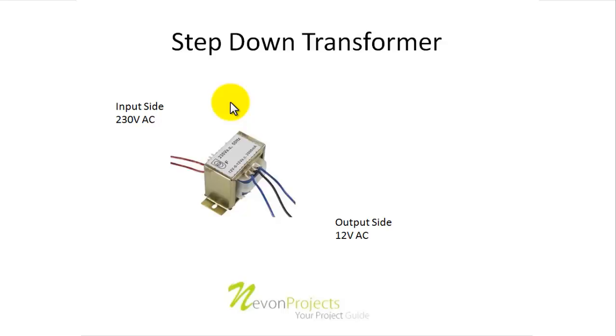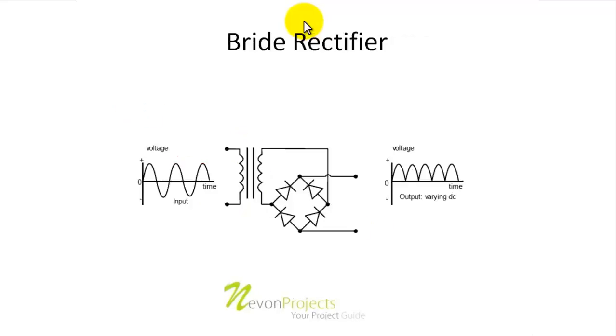So now let us move on to the second component in the power supply section, that is the bridge rectifier. The bridge rectifier takes the input from the output of the transformer, that is 12 volt AC, and converts it to a pulse DC waveform, that is a 12 volt pulse DC waveform. Now let us see what happens and how it happens.